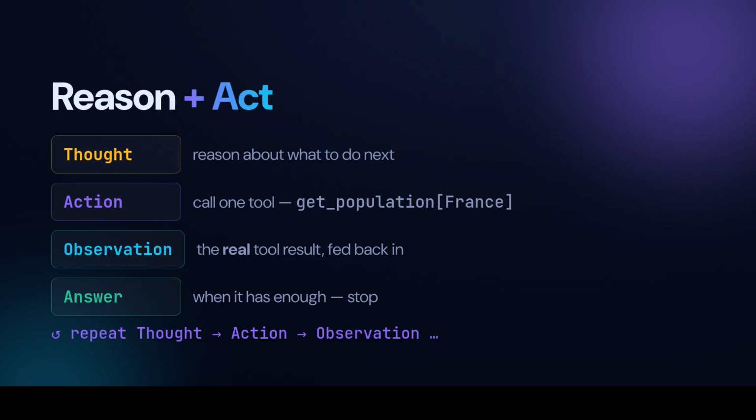That running record of its reasoning is called the scratchpad, and it's powerful. You can see exactly why the agent did what it did, which makes agents you can actually debug, and the act of reasoning step by step makes the model plan better too.